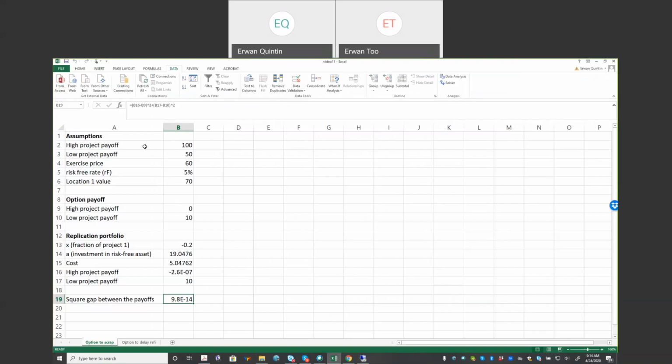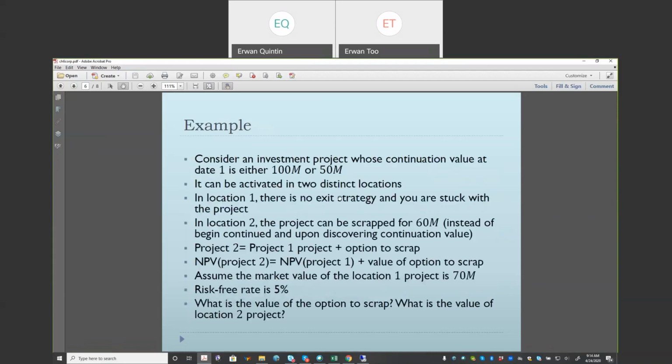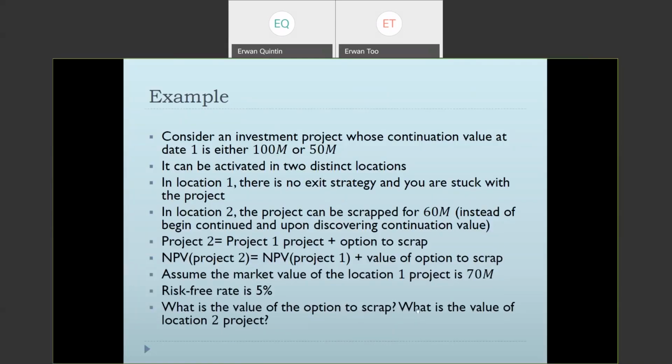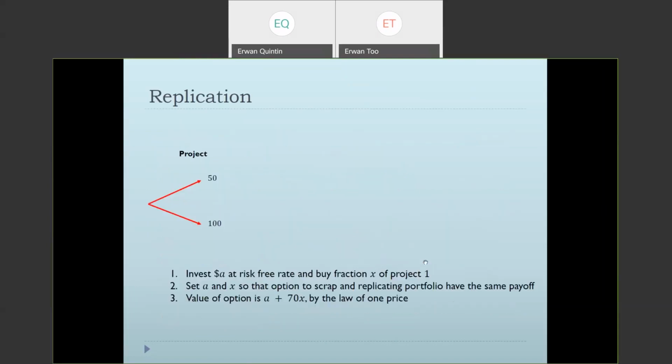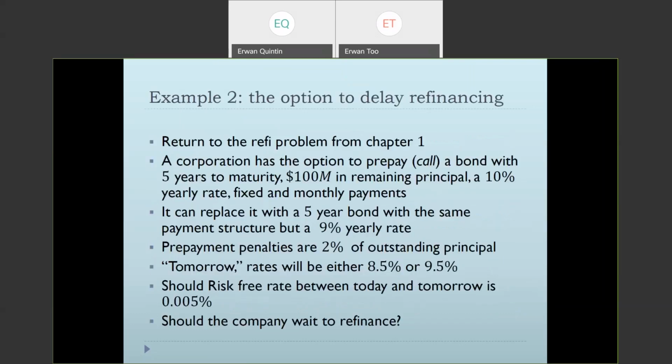Okay, so good. Let us go back and take stock of where we are. So far, we've basically answered the fundamental question that we were interested in, which is what is the value of the option to scrap, and therefore what is the value of the location to project. And we're saying that the location to project is exactly the same as the project without flexibility, plus the value of the real option to scrap.